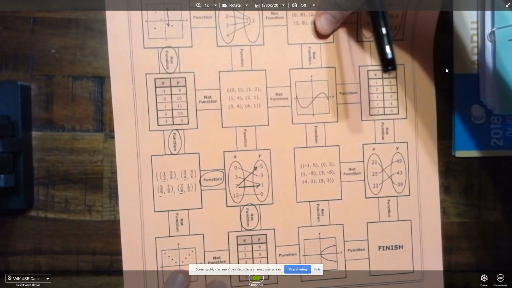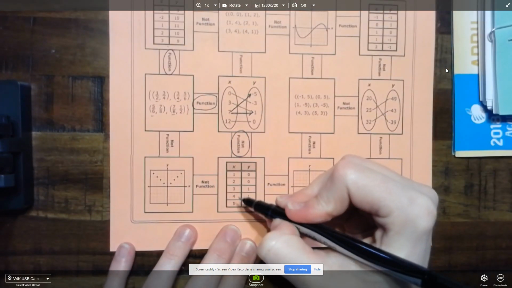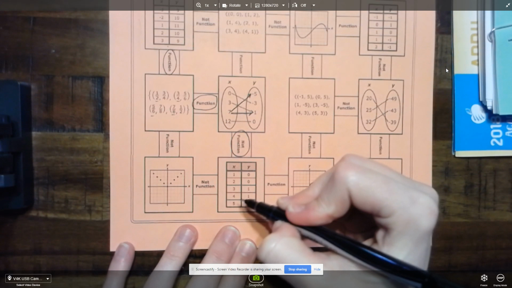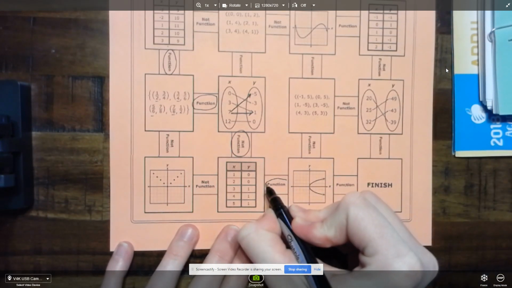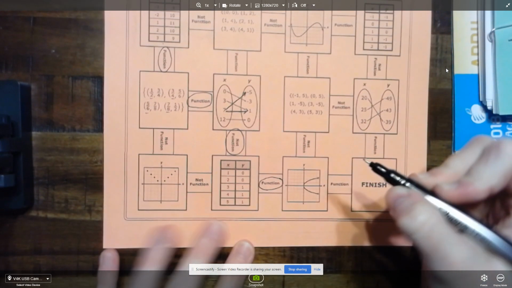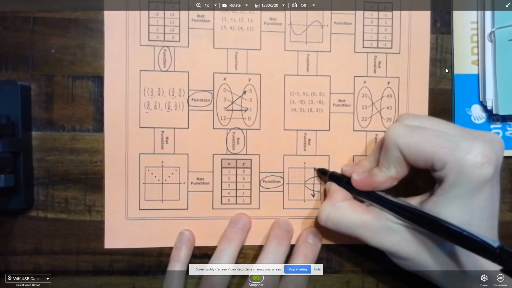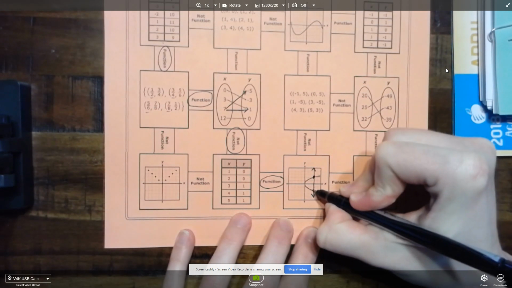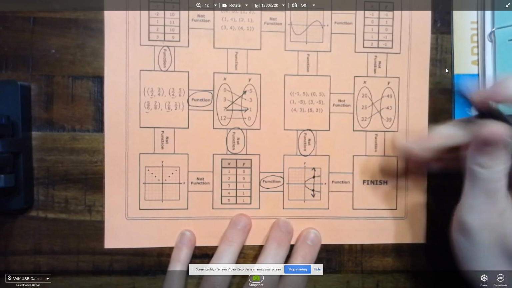And then down here at the table, again, we check our x's. So 1, 2, 3, 4, and 5. None of my x's repeat. And remember, it is okay for the y's to repeat. So that one is a function. And then this graph, again, if you do the vertical line test, you can see it touches the graph in 2 places. So that one is not a function.